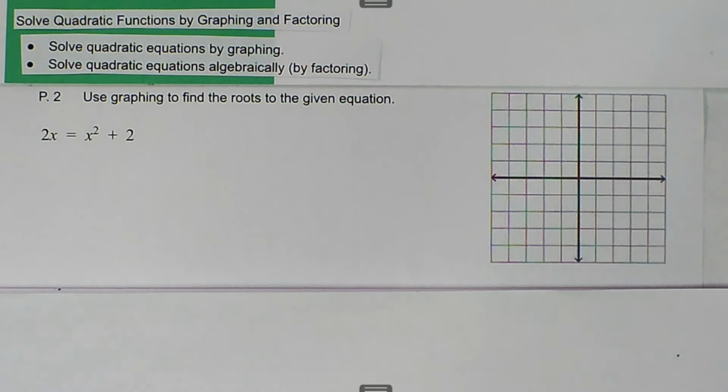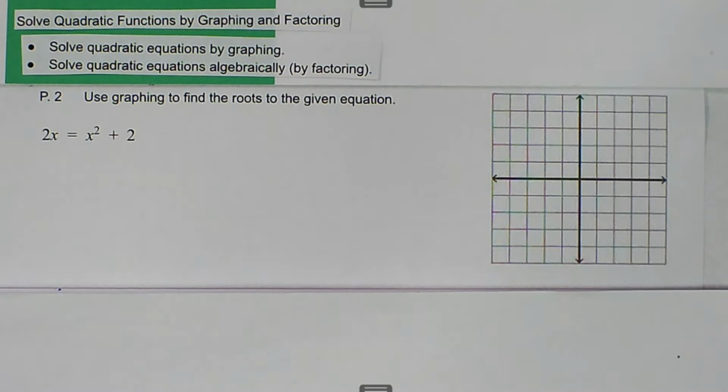We want to solve quadratic functions by graphing and factoring. So we want to solve quadratic equations by graphing. And if we look at this, we want to use the graph to find the roots of the given equation. So we have 2x equals x squared plus 2.